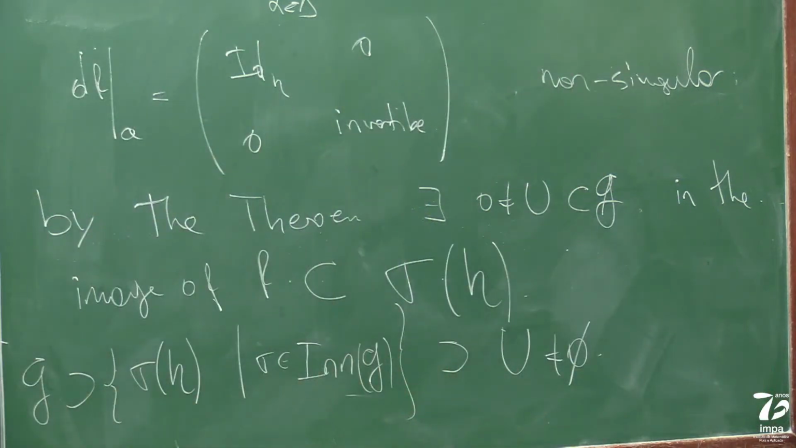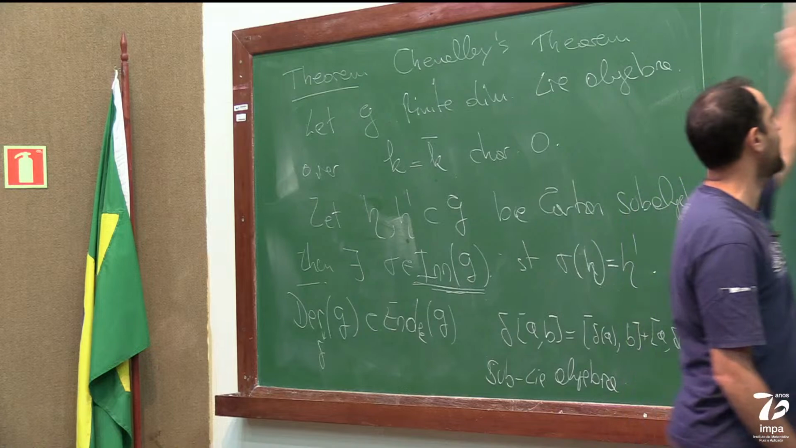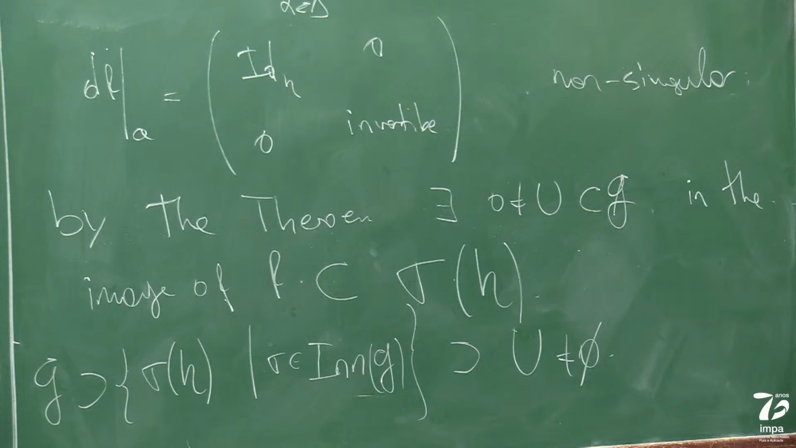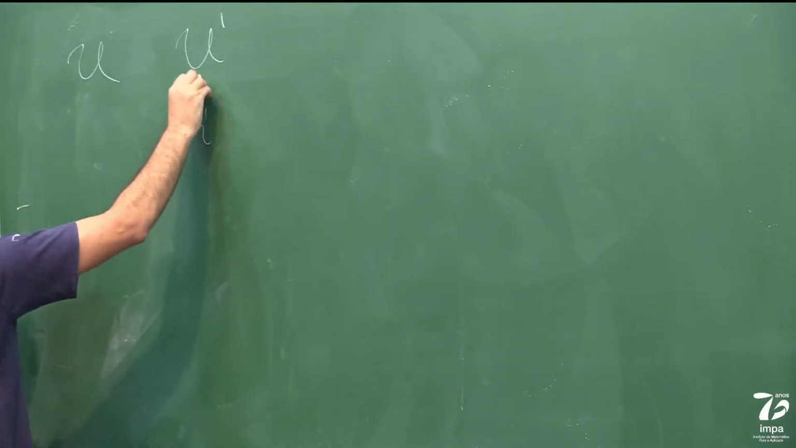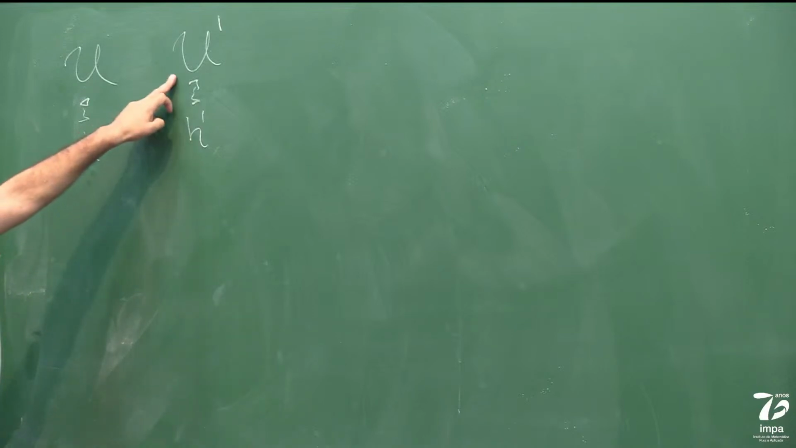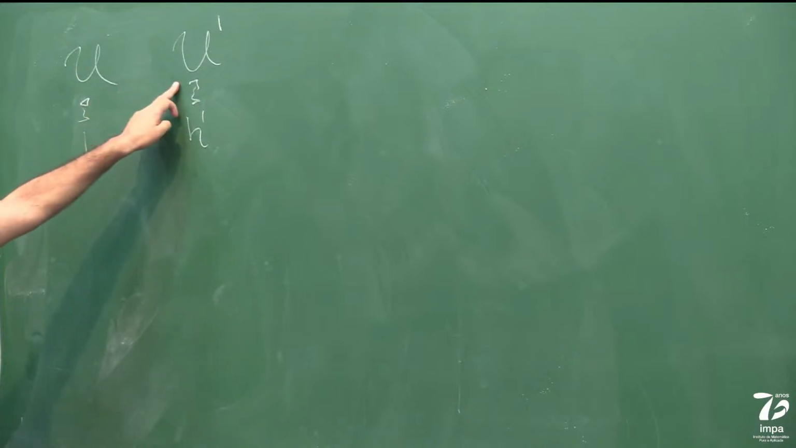Okay, so I can apply it, and that works for any Cartan subalgebra H. So I can apply it for H and H prime. So I have an open for H, and I have another open for H prime. So I have U for H. I have another open U prime for H prime. So these U's are elements that are conjugated to H by an inner automorphism. These U primes are elements that are conjugated to H prime by an inner automorphism. These are open Zariskis that are non-empty inside of G.